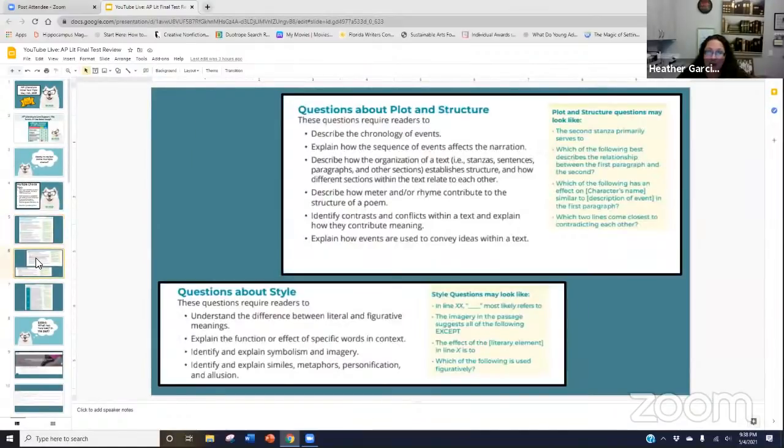They're going to ask you about plot and structure. And one of the details in here, if you look at that fourth bullet point, remember this all came from the study guide that you have, but it says describe how meter or rhyme contribute to the structure of the poem. They're not asking you if it's iambic or trochaic, or if it's pentameter or octameter, like they don't care. They just want to know if it contributes to the structure or if it contributes to the meaning.